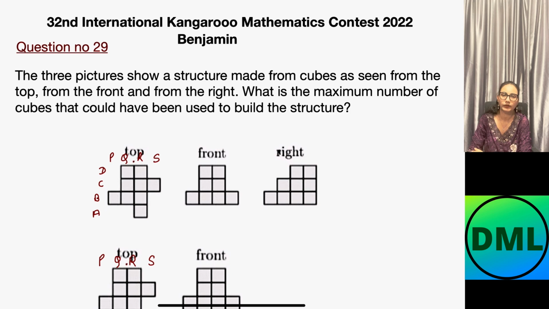When we have to write the maximum number of cubes used to build that figure, the top view is the best view to judge that answer. We will see the top view and then we will see the front and the right view and fill the numbers. Let's see the top view first. This is your top view and we are just giving the name as one row, second row, third row and the fourth row as A, B, C, D. First column, second column, third column and the fourth column as P, Q, R, S.